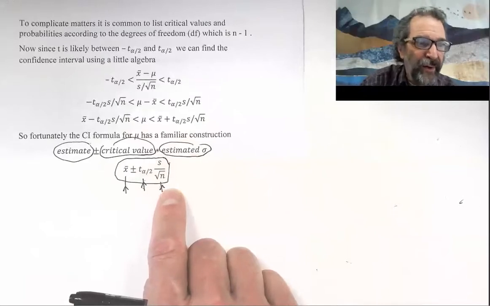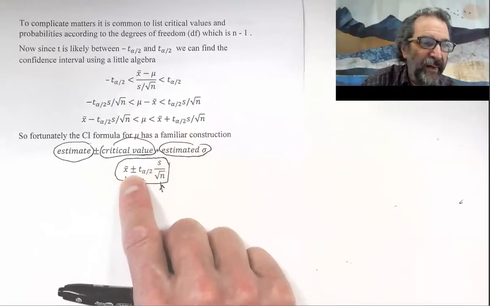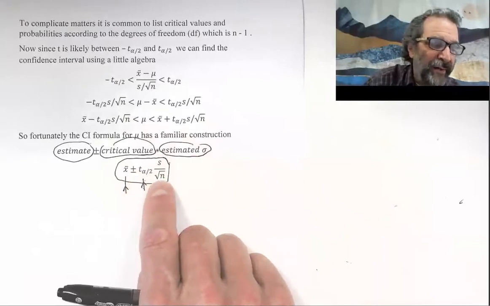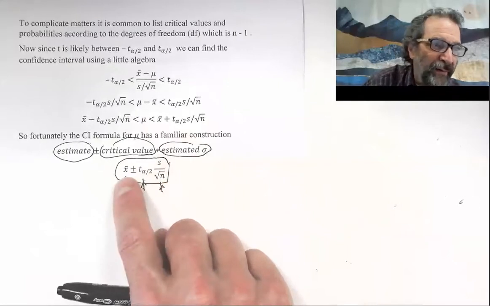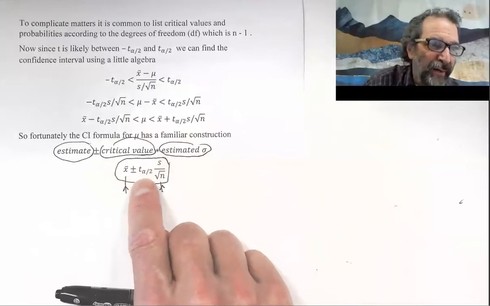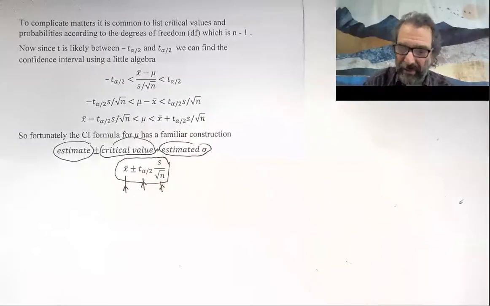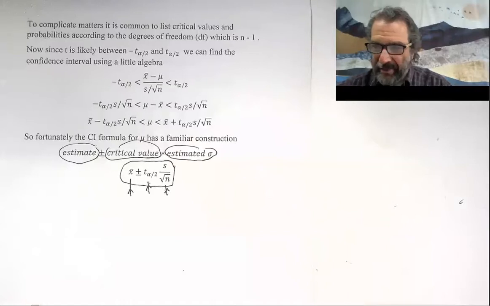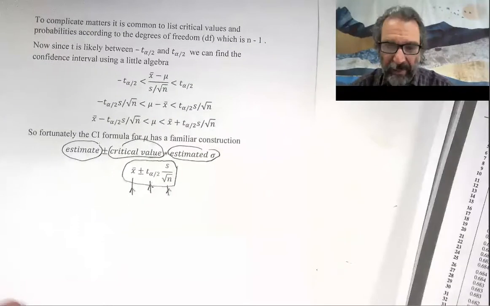So with our proportion, it was p hat plus or minus z alpha over 2, and then here we had the estimated standard deviation, square root of p hat 1 minus p hat over n. So now we've got the estimated value, a critical value, and an estimated standard deviation. So it follows the same plan. So let's look at the tables so we figure out how to do that.